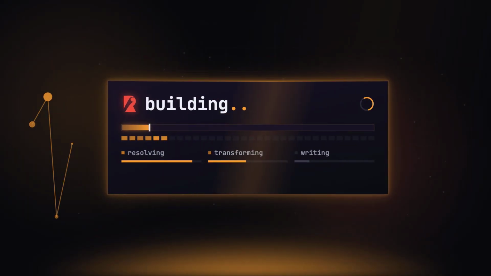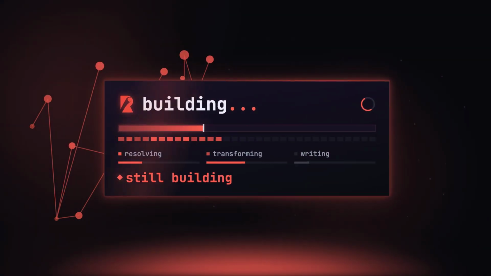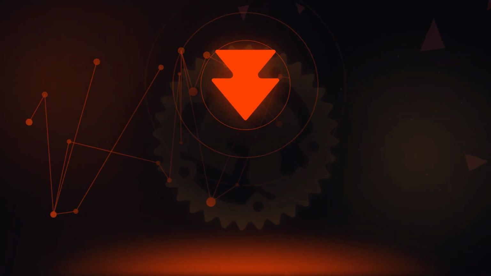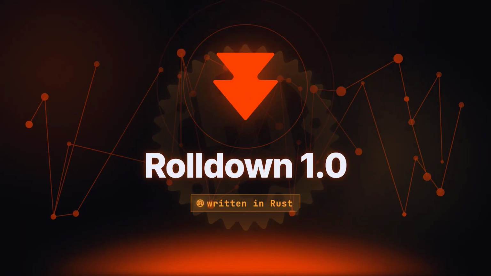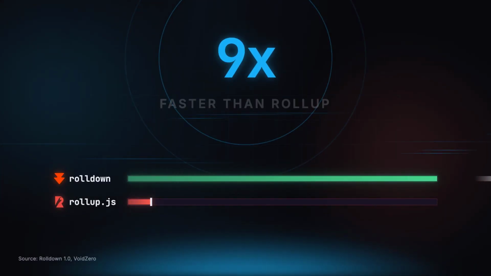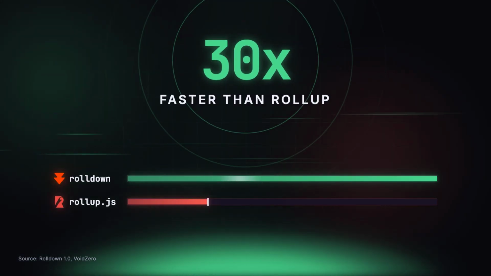You know this screen. The bar creeps, nothing ever finishes, and you go off and make yourself a coffee. That was Rollup. This is Rolldown 1.0. It is written in Rust, and it has just taken its job. The claim is 10 to 30 times faster than Rollup. Same graph, same output, a fraction of the weight.